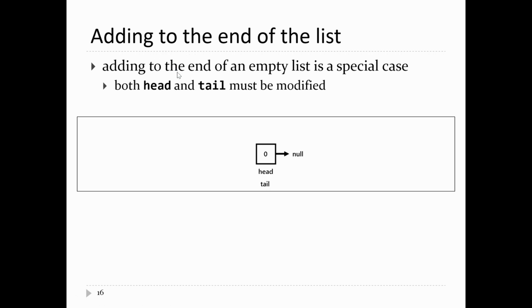There is one special case when you add to the end of a list. When you add to the end of an empty list, you have to set both the head and tail fields of the list. Normally when you add to a list and the list is not empty, you're only adjusting the tail node, because everything happens at the end of the list. In the case where you have an empty list, you also have to update the head node.